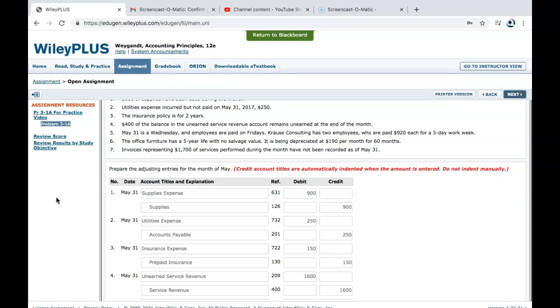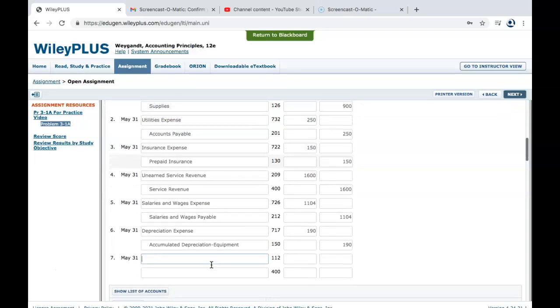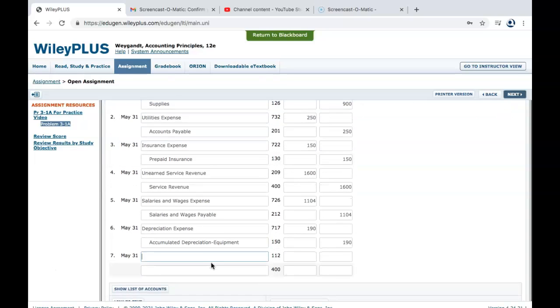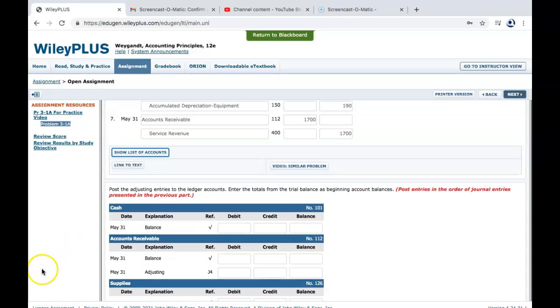Okay, number 7, invoices representing $1,700 of services performed during the month have not been recorded as of May 31st. So what do we need to do? We need to record it. So we're going to increase the fact that you owe me, the accounts receivable, and we are also going to recognize the fact that we earned this revenue by increasing service revenue with a credit. So we've increased the accounts receivable with a debit of 1,700, and we've also recognized the service revenue. So we increase the service revenue with a credit of 1,700.